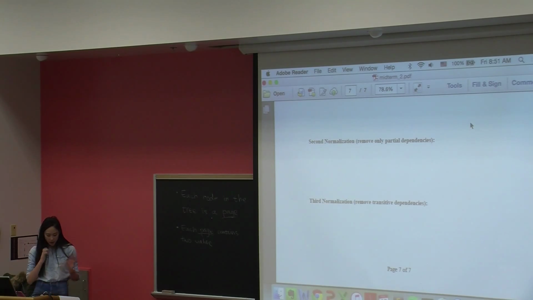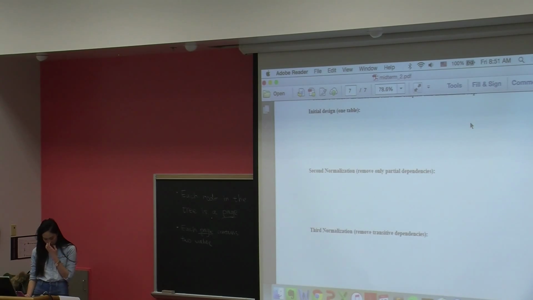Okay, so I'll post the solution later on. Maybe I'll work through it during the break. But just remember, for initial design, it's a big table. Second normalization, we'll get 2 tables. Okay, and then in the third normalization, we get 3 tables. Which I'll post it on AIM. So you can check if I grade anything wrong, let me know. Okay? So that would be it.